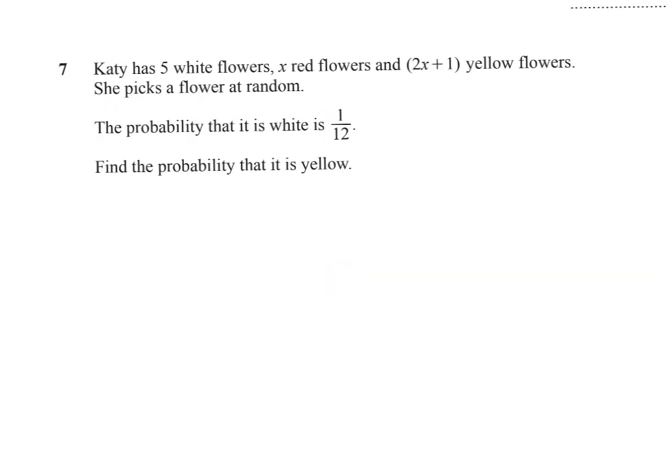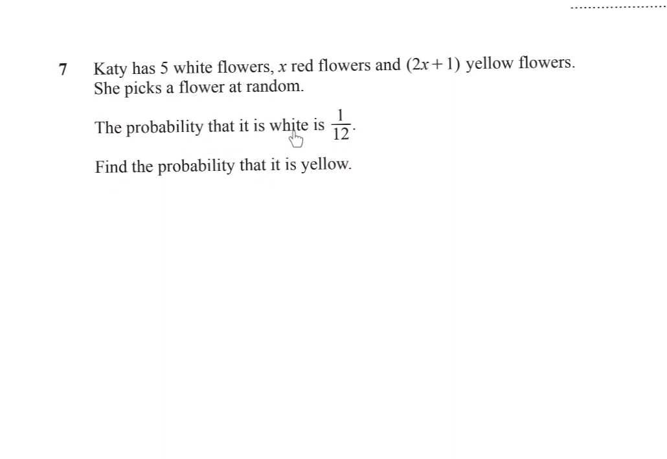Number 7. Katie has 5 white flowers, x red flowers, and 2x plus 1 yellow flowers. She picks a flower at random. The probability that it's white is 1 over 12. Find the probability that it's yellow.